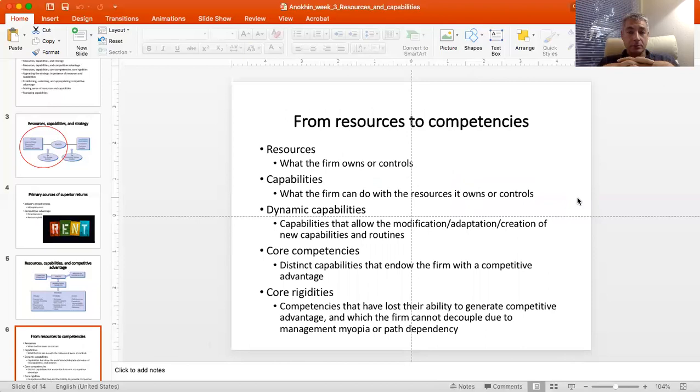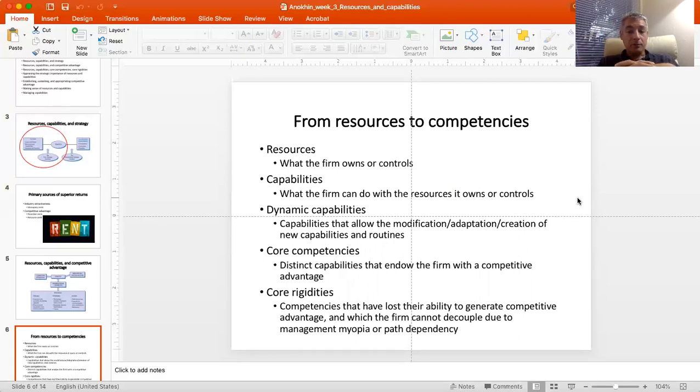One more thing about definitions. So resources is basically what the firm owns or controls. So pay attention to this controls. Oftentimes, you do not have to physically own the resource. If you have a way to control it through whatever means, it could be a strategic alliance or a joint venture or anything. If you can control the resource, you do not have to own it to use it towards the development of capabilities and ultimately towards the development of your competitive advantage.